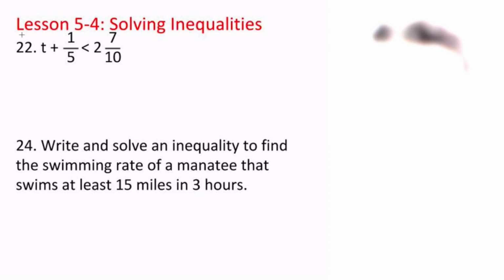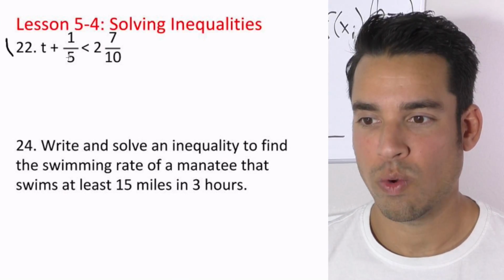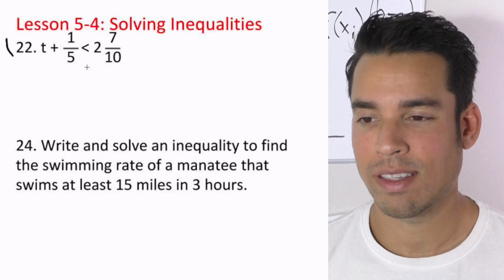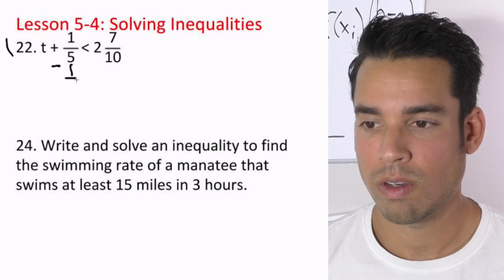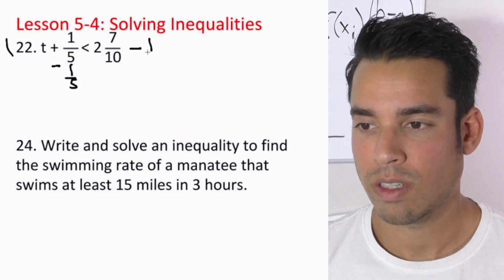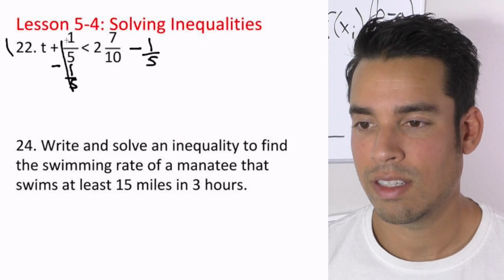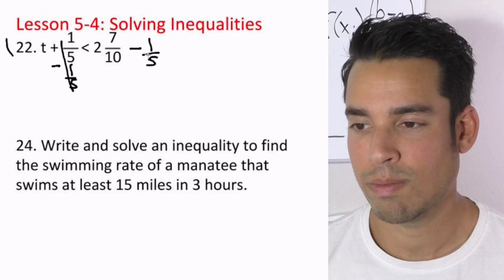Let's do it. So first we have t plus 1/5 is less than 2 7/10. So just isolate. We're going to subtract both sides by 1/5. These guys are gone. So now it's t is simply less than 2 7/10 minus 1/5.